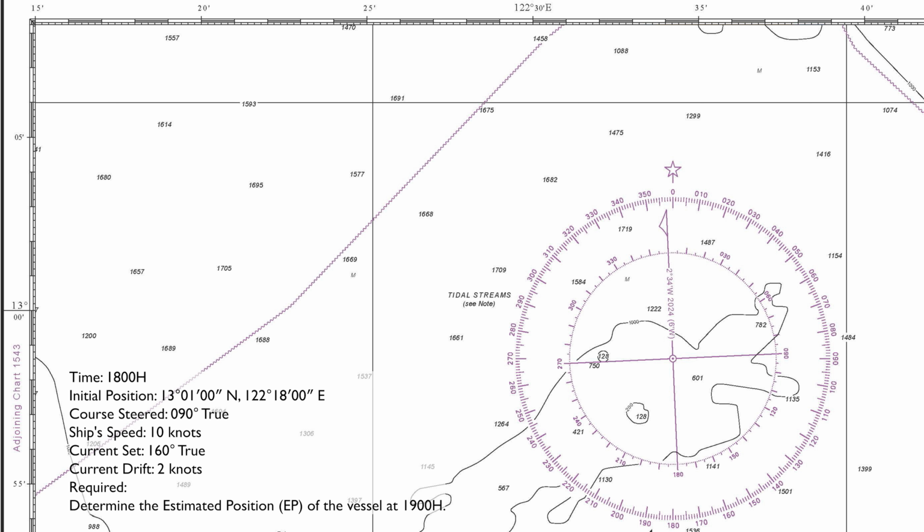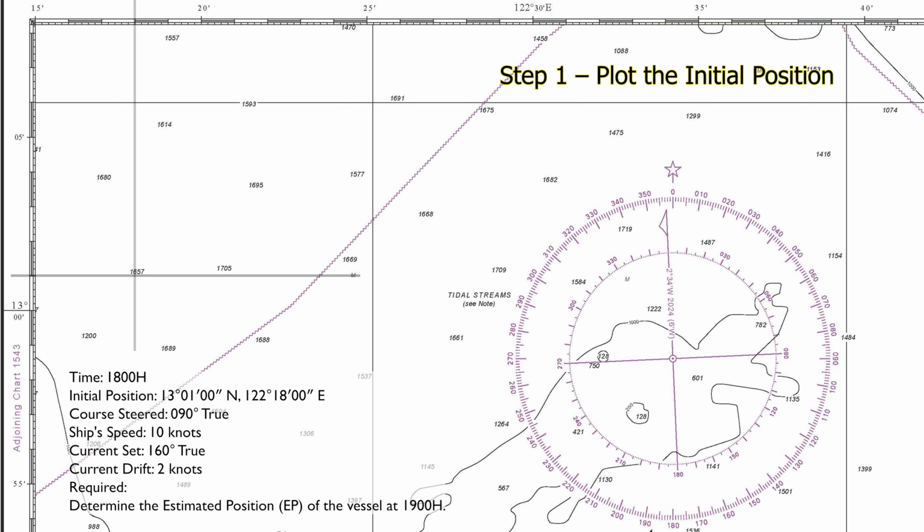The step-by-step procedure. Step 1. Plot the initial position. First, plot the vessel's initial position at 13 degrees 01 minutes north and 122 degrees 18 minutes east. Label this point as the initial position. This is the vessel's known position at 1800 hours.